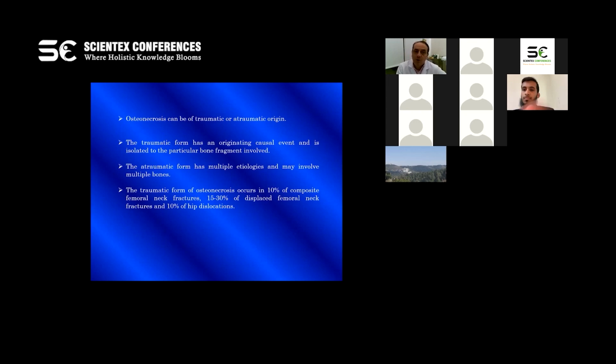The traumatic form has an originating causal event and is isolated to the particular bone fragment involved. The atraumatic form, which is the most common, has multiple etiologies and may involve multiple bones. The traumatic form of osteonecrosis occurs in 10% of composite femoral neck fractures, 30% of displaced femoral neck fractures, and 10% of hip dislocations.